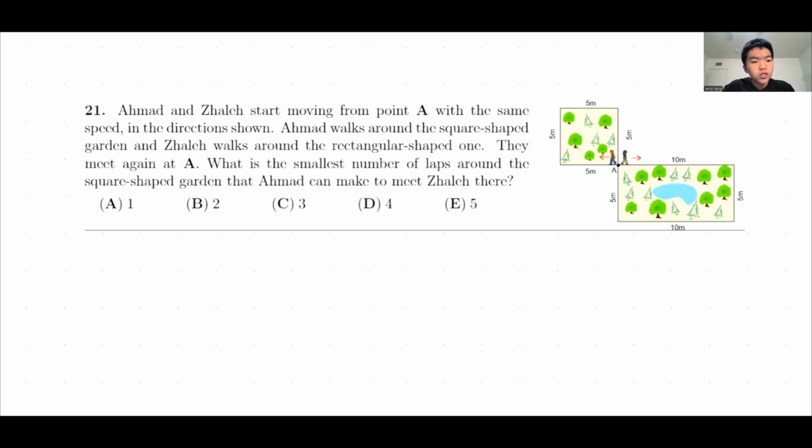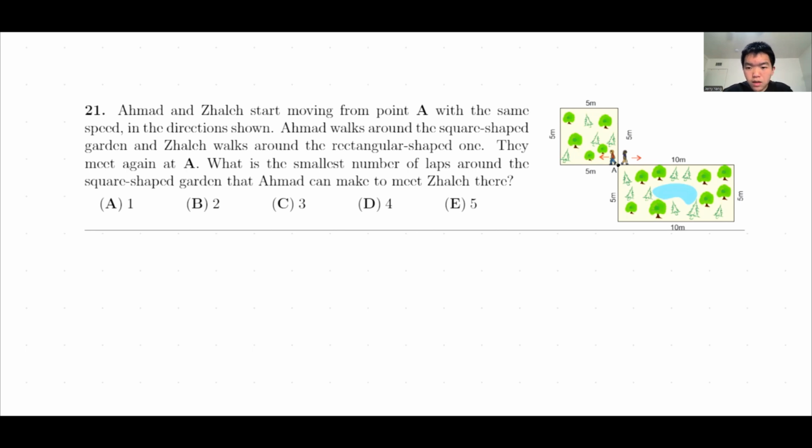Next up, we got question 21. Ahmad and Zayla start moving from point A with the same speed in the directions shown. Ahmad walks around the square-shaped garden, and Zayla walks around the rectangular-shaped one. They meet again at point A. What is the smallest number of laps around the square-shaped garden that Ahmad can make to meet Zayla there? There as in point A.